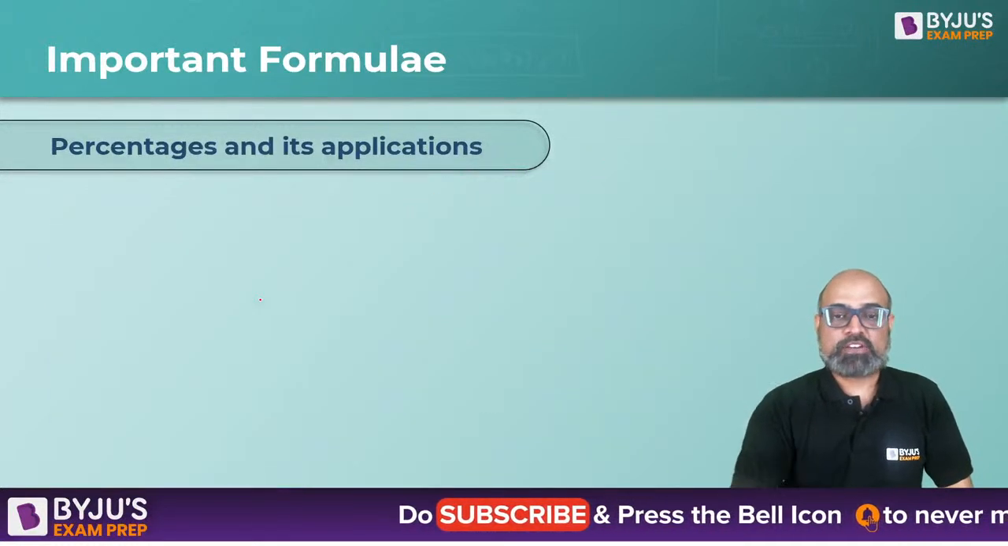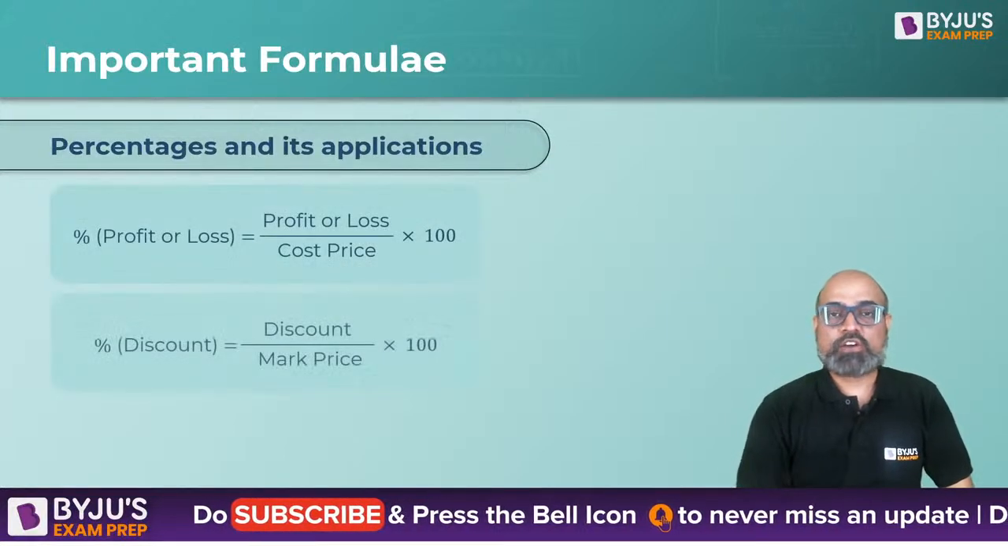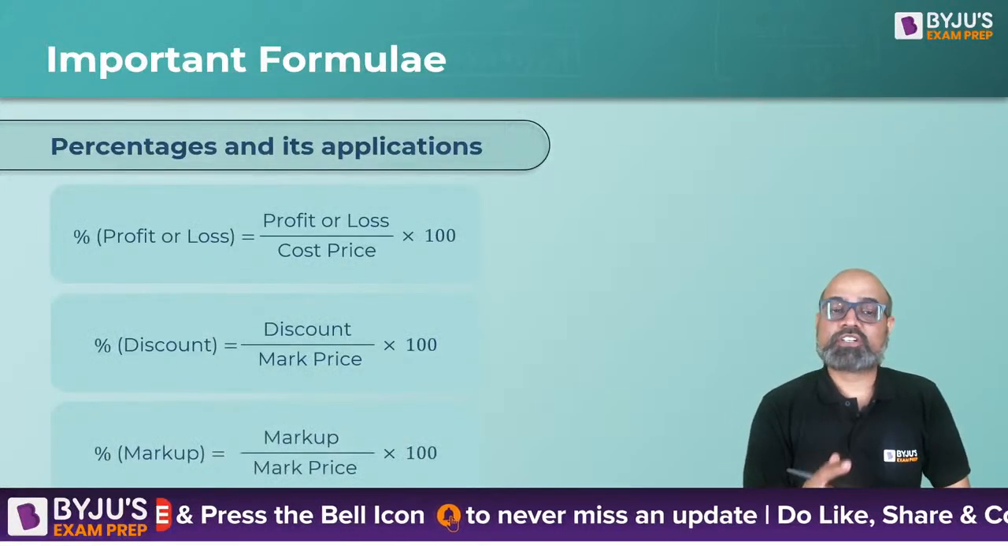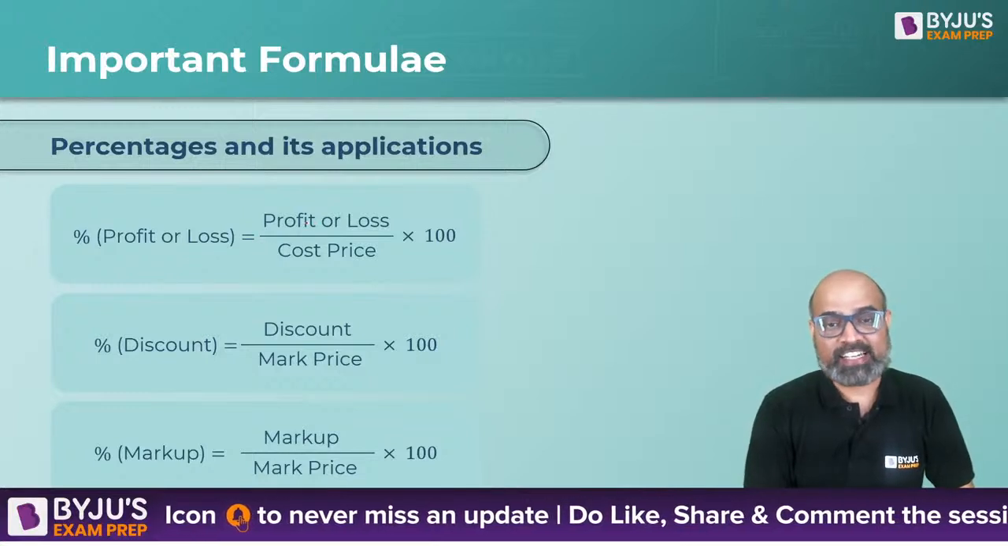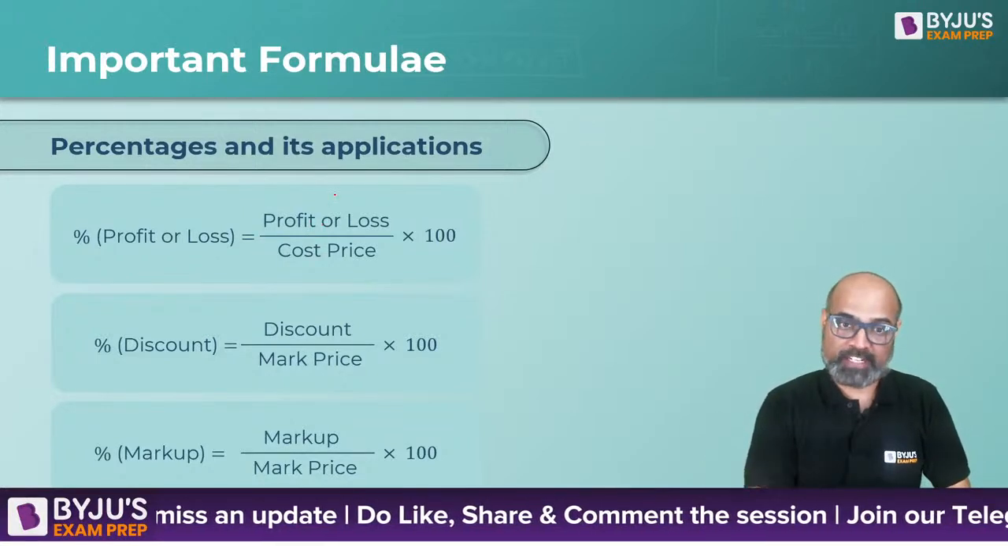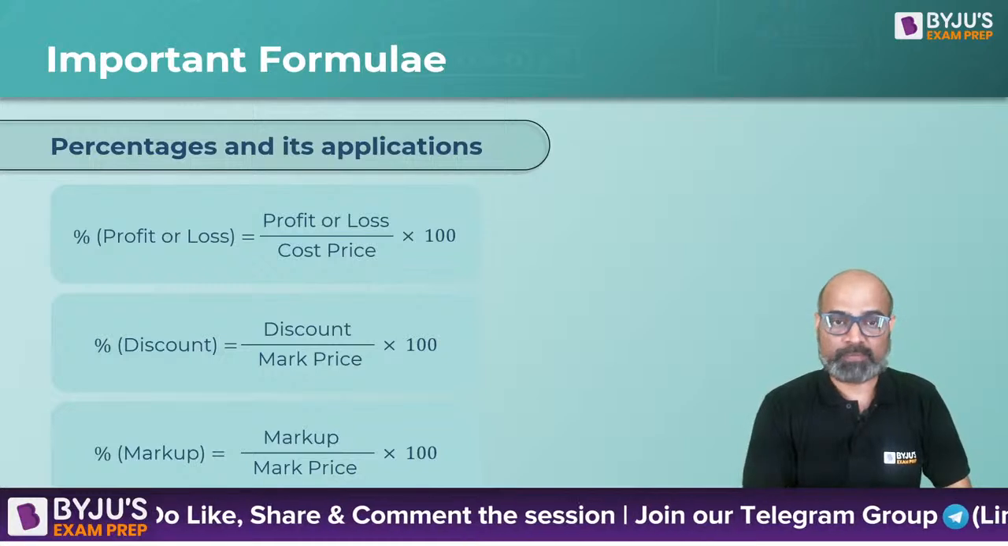The next one: profit, loss and discount. The profit or loss percentage is given as profit or loss in the numerator, and you divide it by cost price and multiply it by 100.